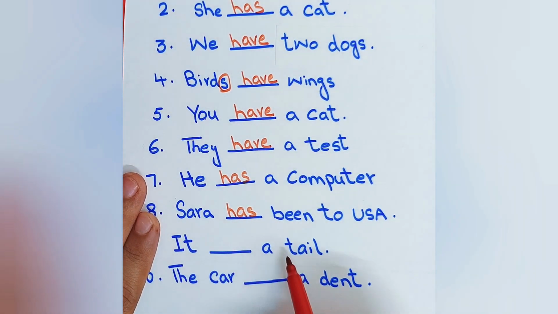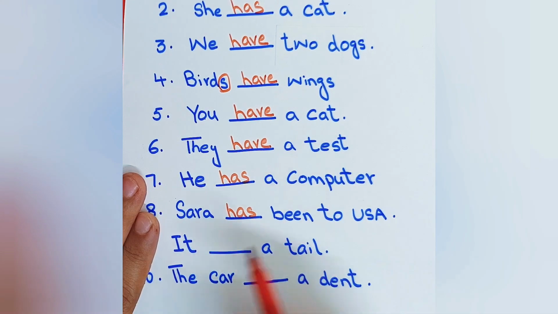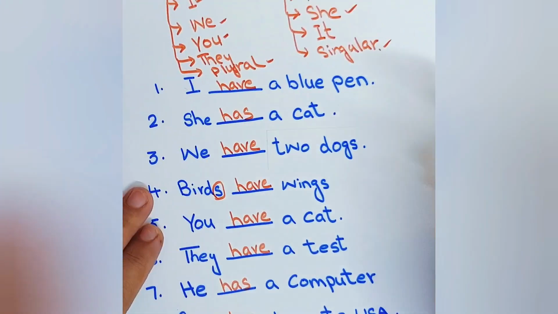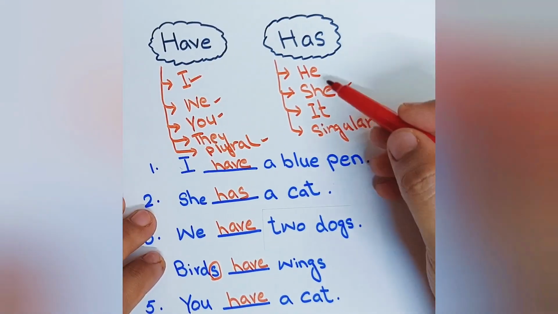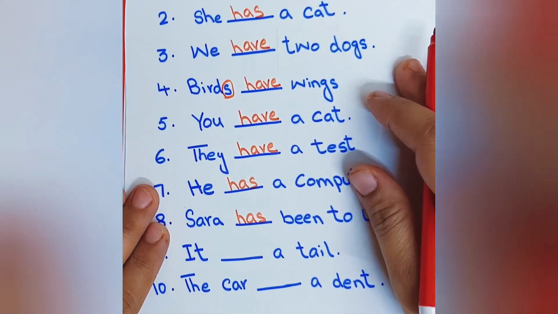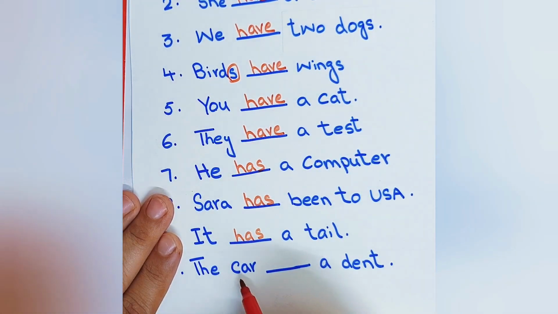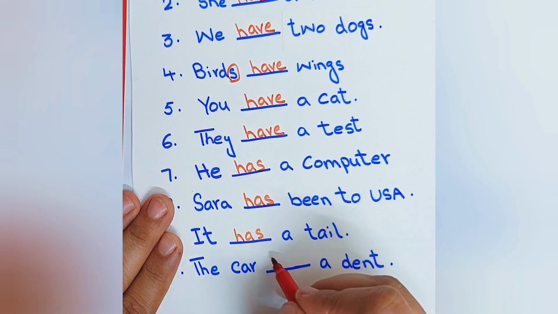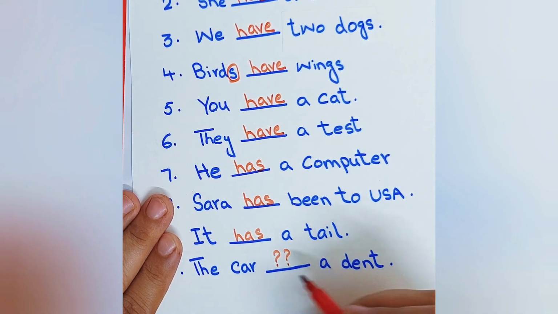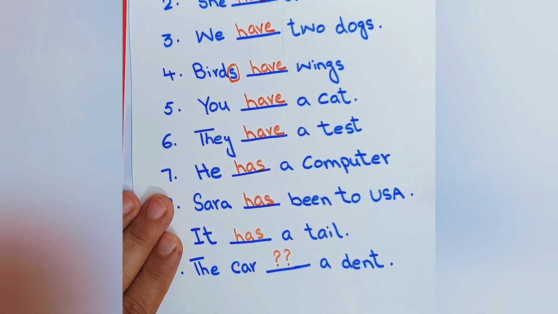It dash a tail. So let's see where this it is coming. So it is under the has one. So you will write over here it has a tail. So the last one is the car dash a dent. So you tell me whether has or have will come under this.